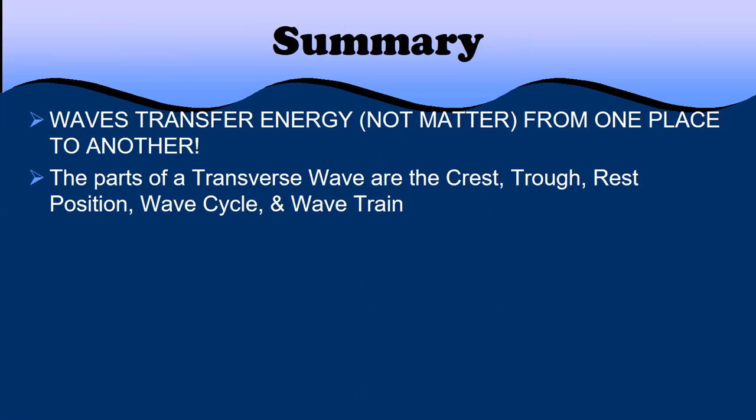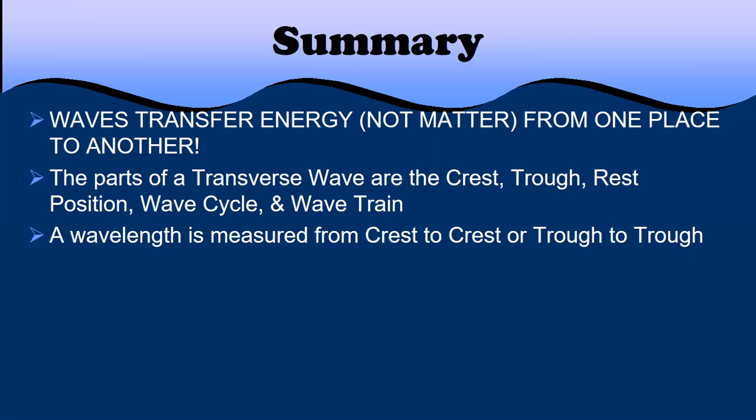The parts of a transverse wave are the crest, the trough, the rest position, the wave cycle, and the wave train. Mainly the parts are the crest, trough, and rest position. Those are the big three. The other two are really properties, but you still need to know what they are. The wave cycle is the one from rest position, crest, trough, back to rest position. And a wave train is when you have 2 or more wave cycles.